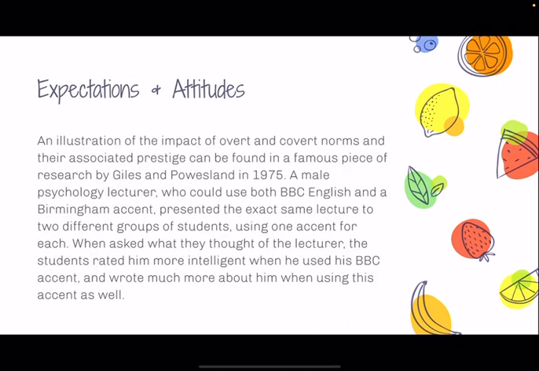An illustration of the impact of overt and covert norms and their associated prestige can be found in a famous piece of research by Giles and Powsland in 1975. A male psychology lecturer, who could use both BBC English and a Birmingham accent, presented the exact same lecture to two different groups of students, using one accent for each. When asked what they thought of the lecturer, the students rated him more intelligent when he used his BBC accent, and also wrote much more about him when he was using this accent as well.